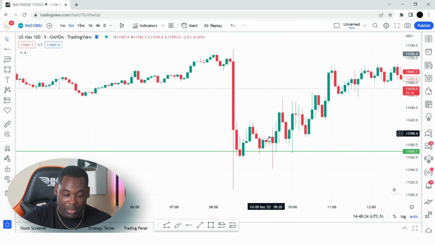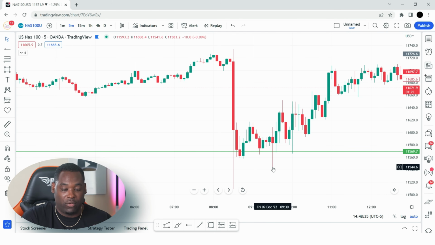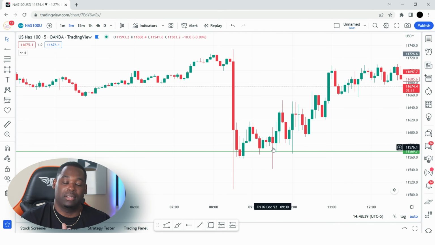Now, this red bar right here is when the market opens. I like to trade when the market opens. I really don't like to trade before that. So I was waiting for the market to open. Notice how we have another rejection right here. When we got that rejection, boom.